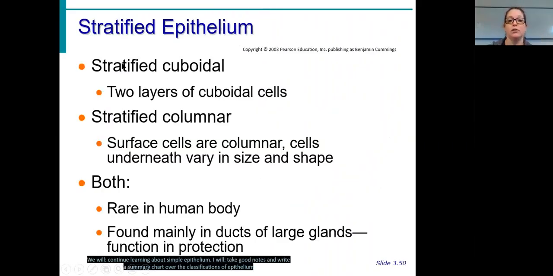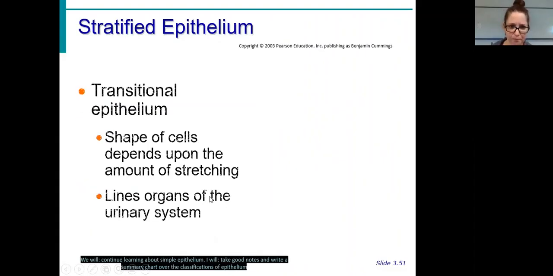Then you have stratified cuboidal, which is 2 layers of cuboidal cells, and stratified columnar, where surface cells are columnar and cells underneath vary in shape and size. Look, both are rarely found in the human body. They are found mainly in the ducts of large glands, and their function is in protection. So they may or may not be represented in the microscope slides I have for you, but I really think they are.